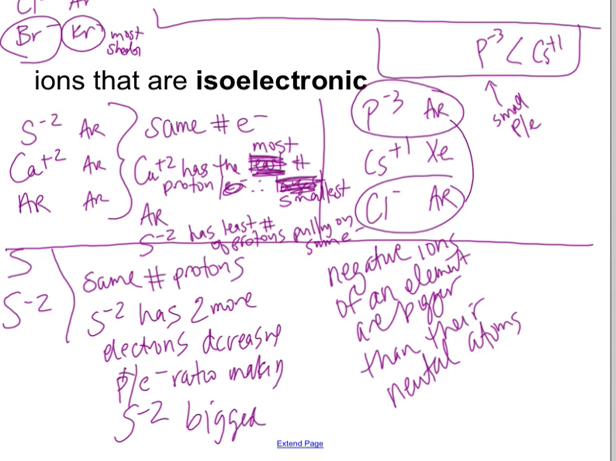These are isoelectronic. They have the same number of electrons, but argon has less protons than, no it doesn't. We're doing phosphorus, it's not argon. Phosphorus has less protons than chlorine does, right? So it's going to have a smaller nuclear pull. So if you're comparing things that are isoelectronic, the bigger the negative charge, the bigger it's going to be because there's less pull. And then the smallest one would be Cl minus.